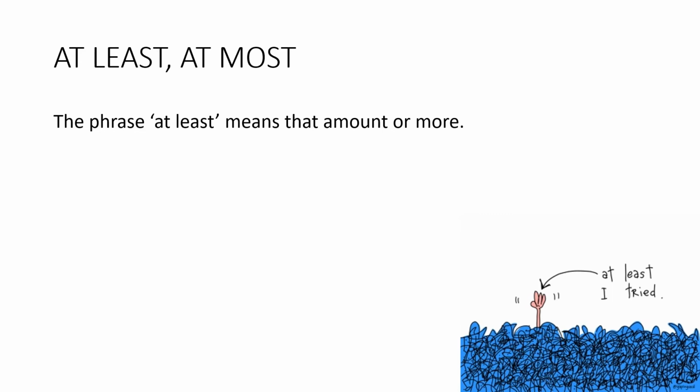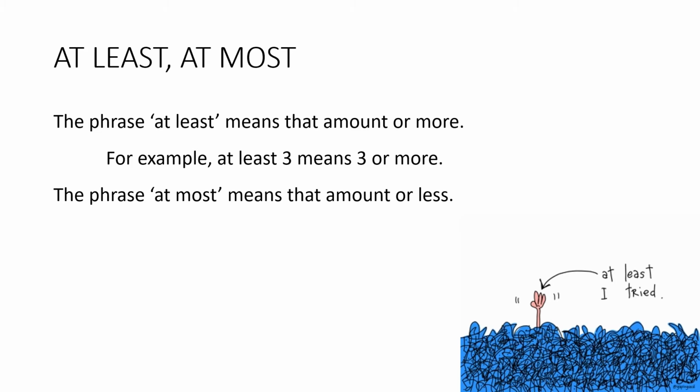Okay, so we've looked at and, or, and not. Let's have a talk about at least and at most. So the phrase at least means that amount or more. So if we say at least 3, that's going to mean 3 or more. The phrase at most means that amount or less. So for example, if I say at most 3, it means 3 or less. So the important thing with both of these is it always includes the amount that's stated.